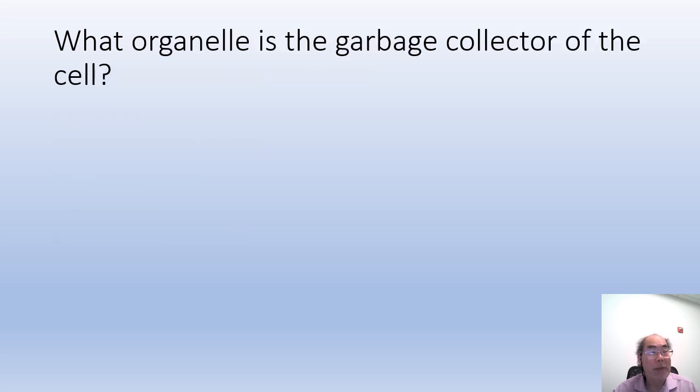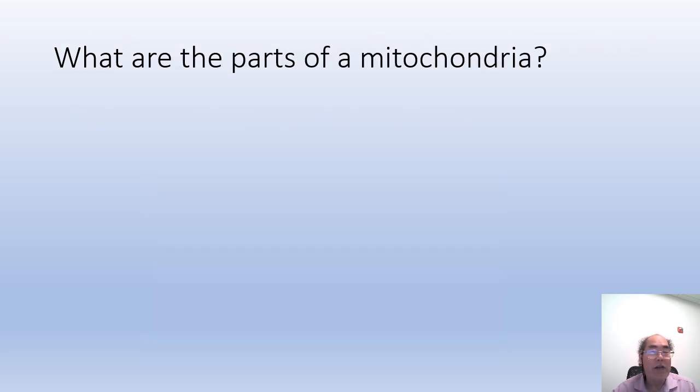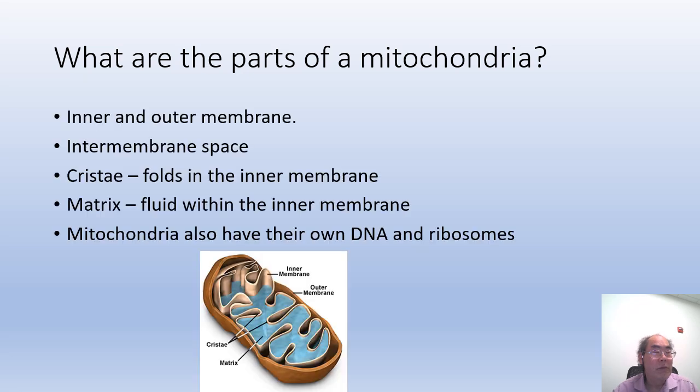What organelle is the garbage collector of the cell? Please answer. The lysosome is the garbage collector of the cell. What are the parts of a mitochondria? Please answer. The mitochondria has an inner and outer membrane, an intermembrane space, cristae, which are folds in the inner membrane, a matrix, and the mitochondria also has their own DNA and ribosomes.